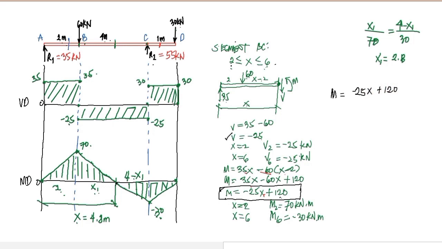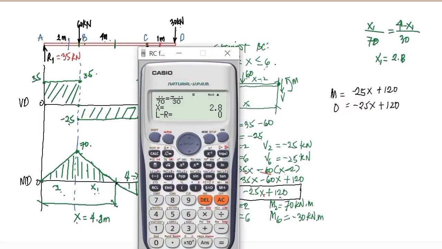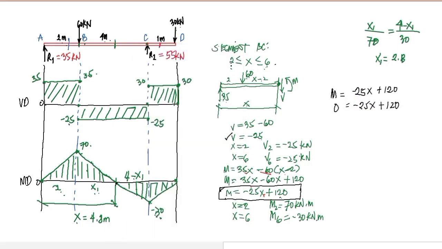Para malaman natin kung ano yung value ng x, hinahanap natin yung zero moment, so we let moment is equal to 0 in order for us to find the value of x. So solving for the value of x, we have here 120 divided by 25, and that is equal to 4.8, and x is equal to 4.8 meters, wherein ito rin yung na-compute natin kanina gamit yung ratio and proportion. So, dito natin makikita na malaki yung tulong ng shear and moment equation para mag-compute ng mga values na hinahanap sa atin.